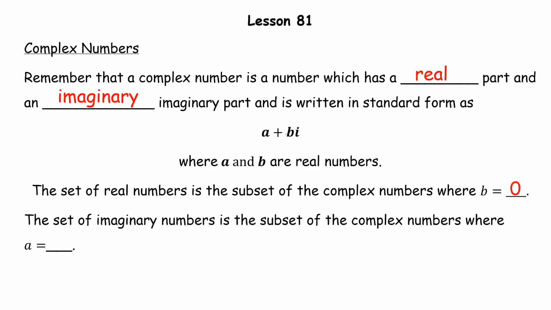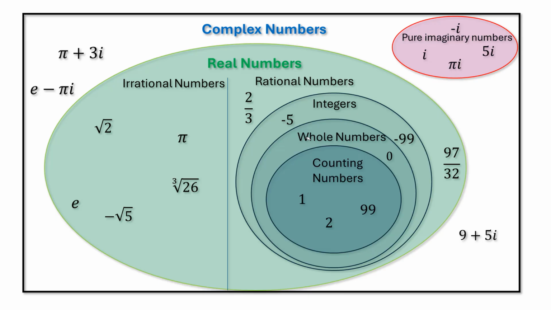So if the part that has the i in it goes away because b is 0, then you have a real number, a. The set of imaginary numbers, purely imaginary numbers, is the subset of the complex numbers where a is 0. So if the a part, the real part, goes away, then you're left with just bi, which is a purely imaginary number. So the point here is that the complex numbers contain both the real numbers and just the pure imaginary numbers. The complex numbers have a real part and an imaginary part. Real numbers are when the imaginary part is 0 because b is 0.